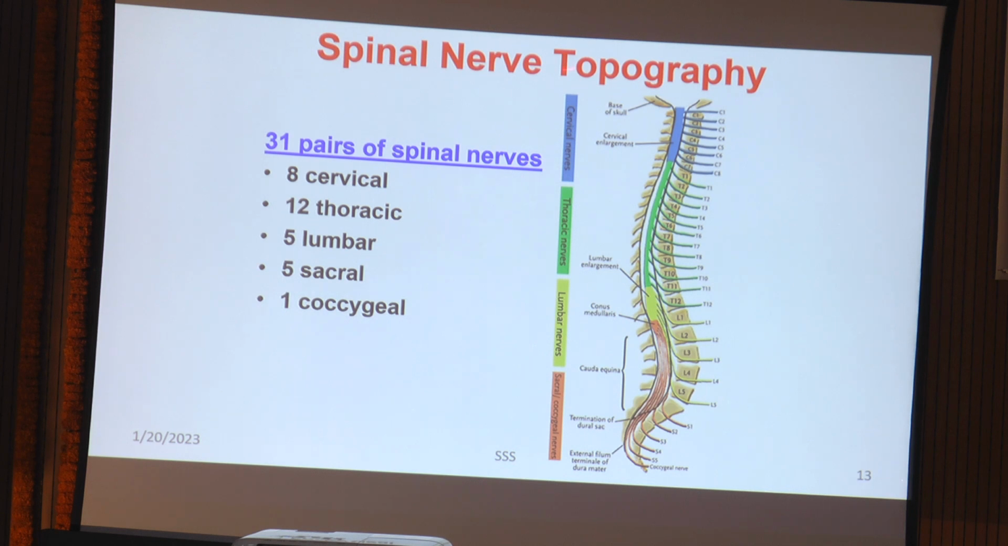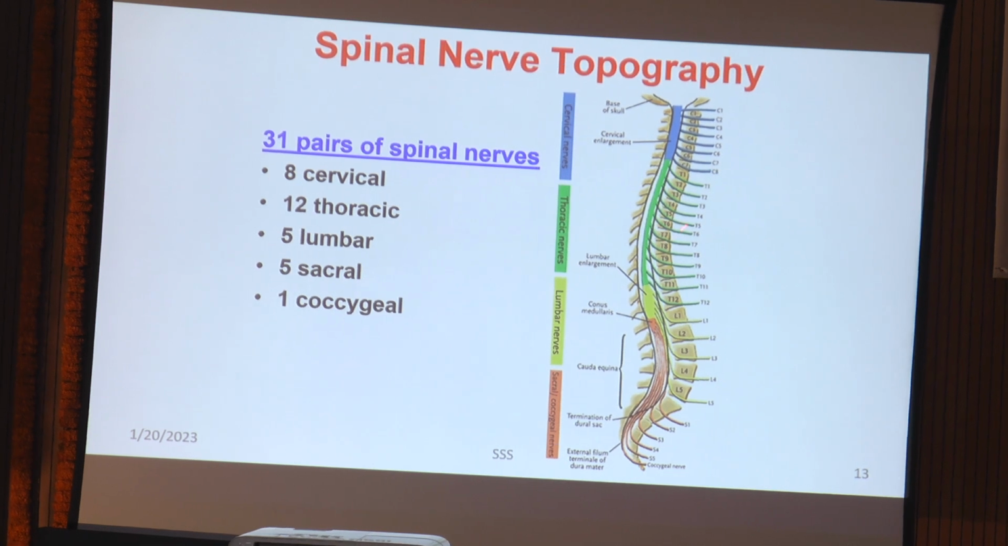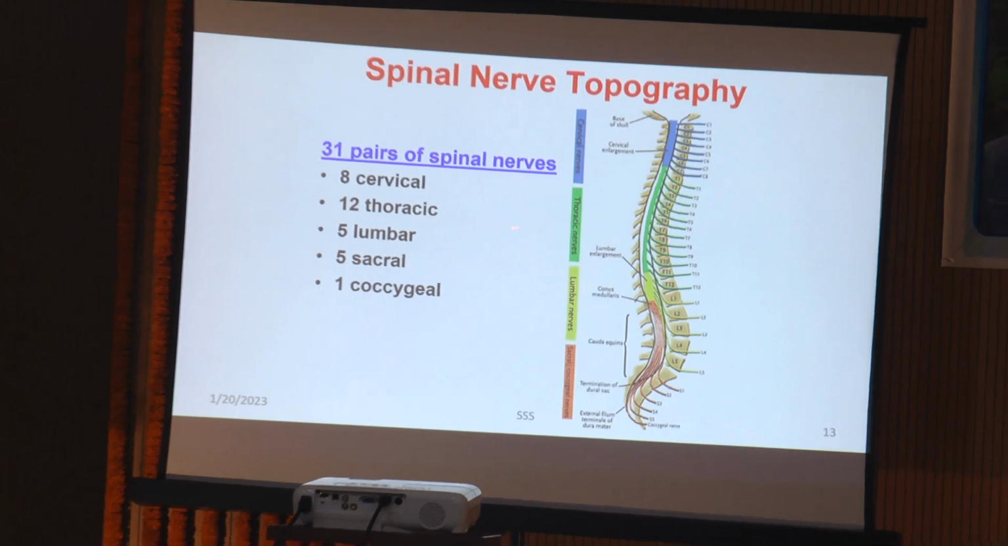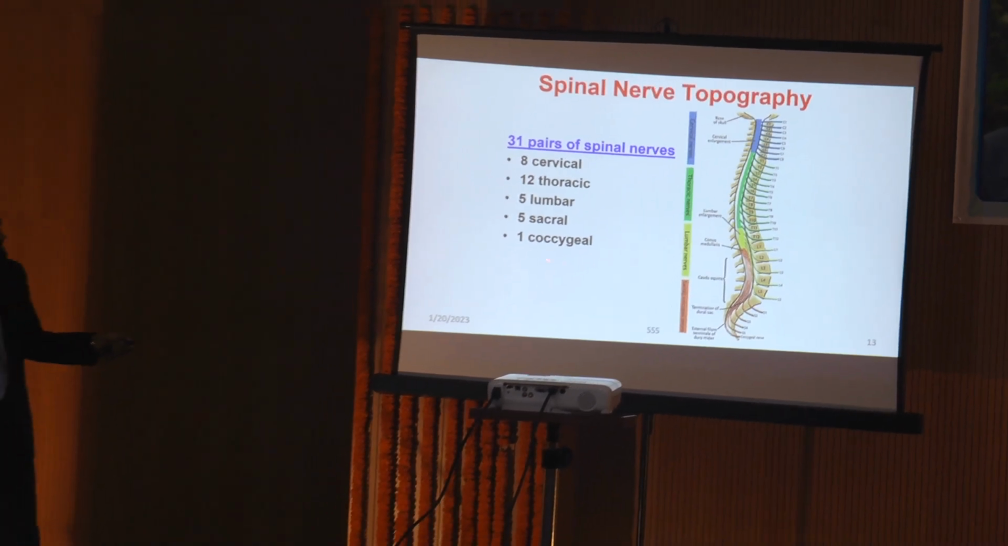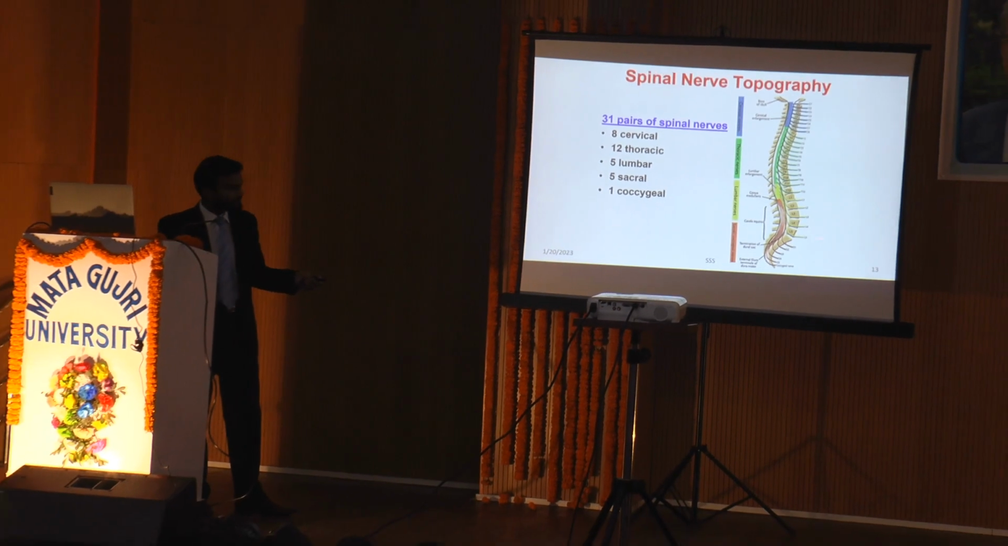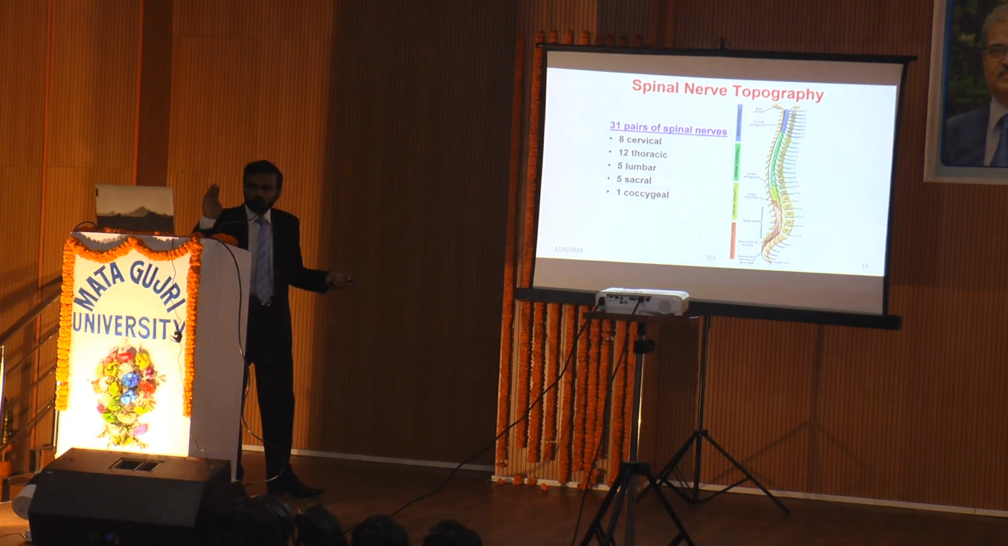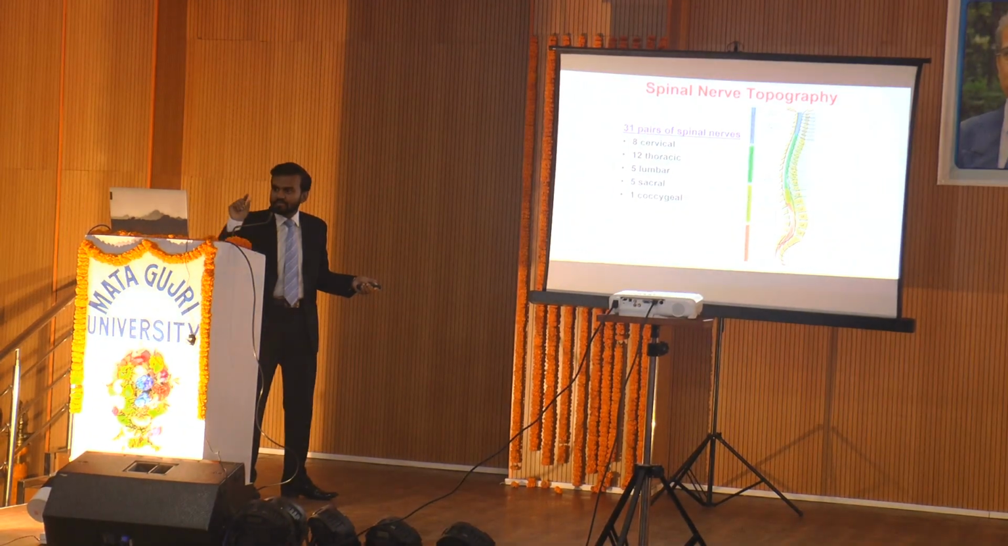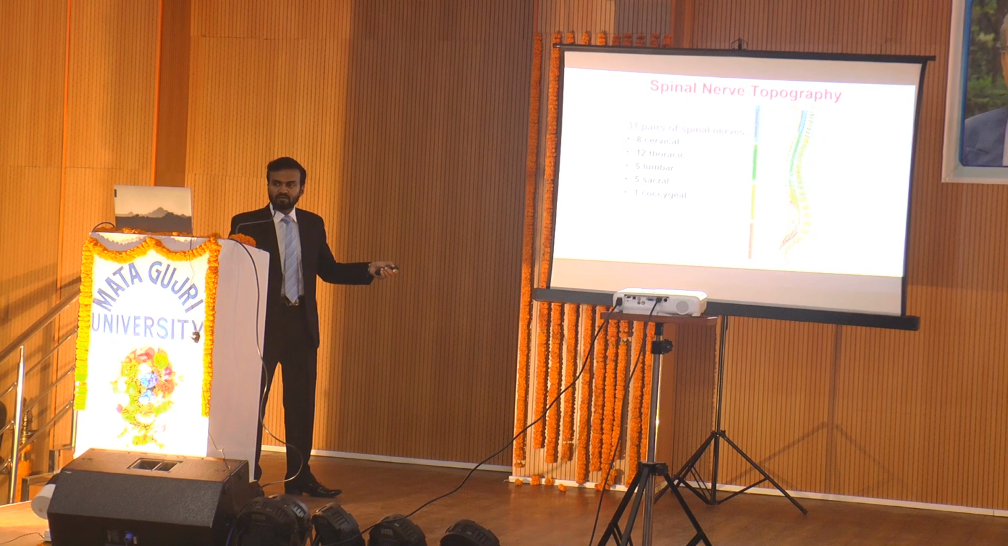This is the spinal nerve topography. 31 pairs of spinal nerves. We have 7 cervical vertebra, but we have 8 cervical spinal nerves, 12 thoracic vertebra and 12 thoracic nerves, 5 lumbar vertebra, 5 lumbar nerves, 5 sacral vertebra, 5 sacral nerves, 4 coccygeal vertebrae, but they are fused, only 1 coccygeal nerve.